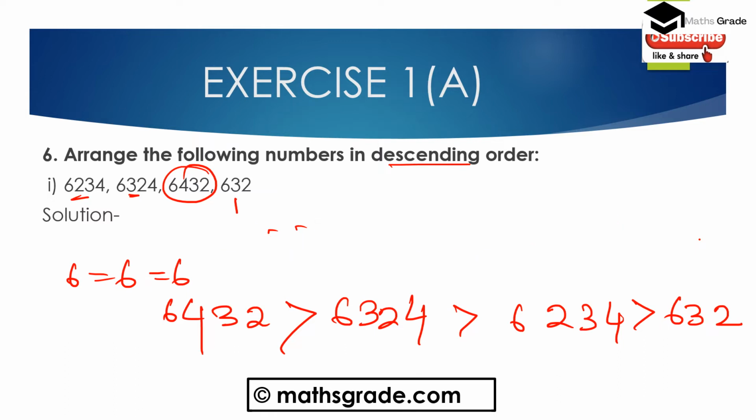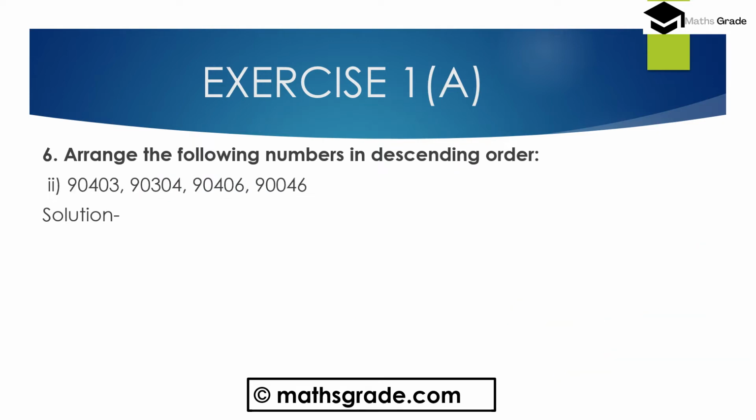Now the numbers arranged in descending order, that is in decreasing order, are 6,432, then 6,324, then 6,234, then 632.